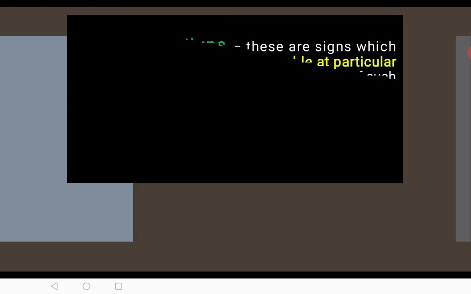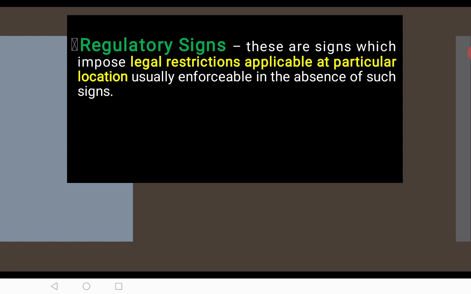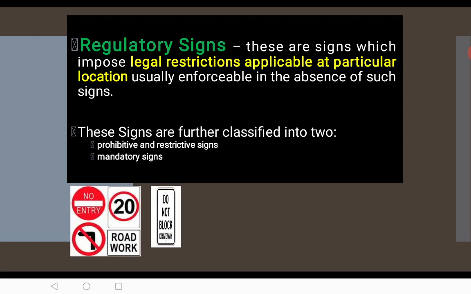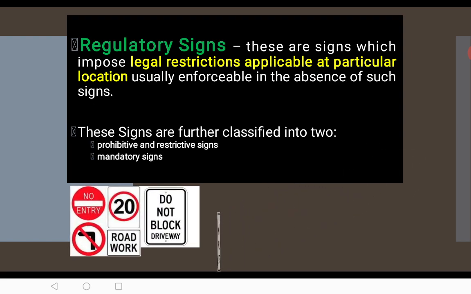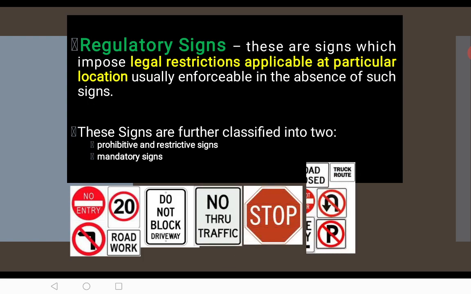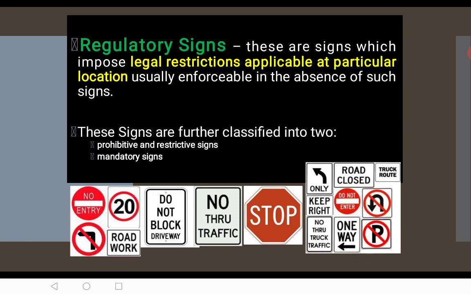Next up, we have the regulatory signs. These are signs which impose legal restrictions applicable at a particular location, usually enforceable in the absence of such signs. These signs are further classified into two: prohibitive and restrictive signs, and mandatory signs.